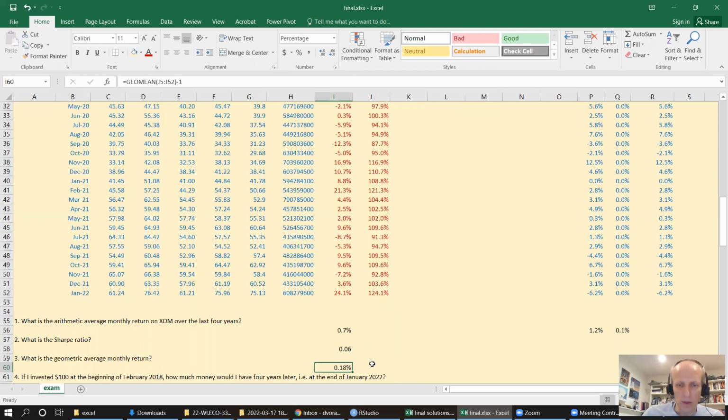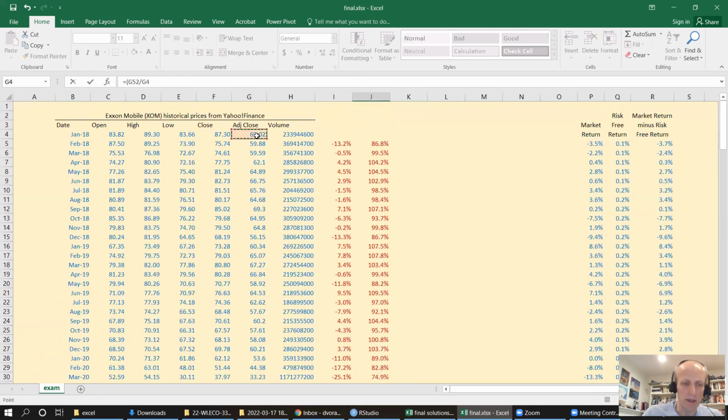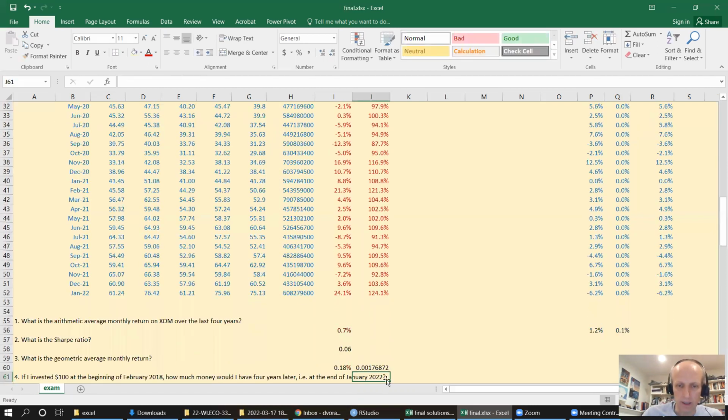0.18. We could also do it by taking the amount of money that we end with divided by the amount of money that we started with and raise that to the 1 over t root, where t here is 48, and subtract 1 from that, and that gives us the same value of 0.18.